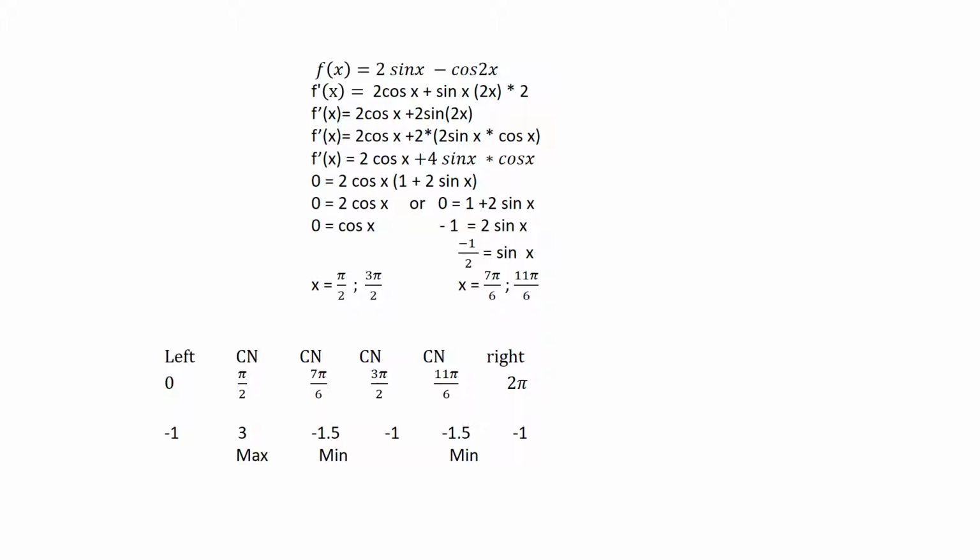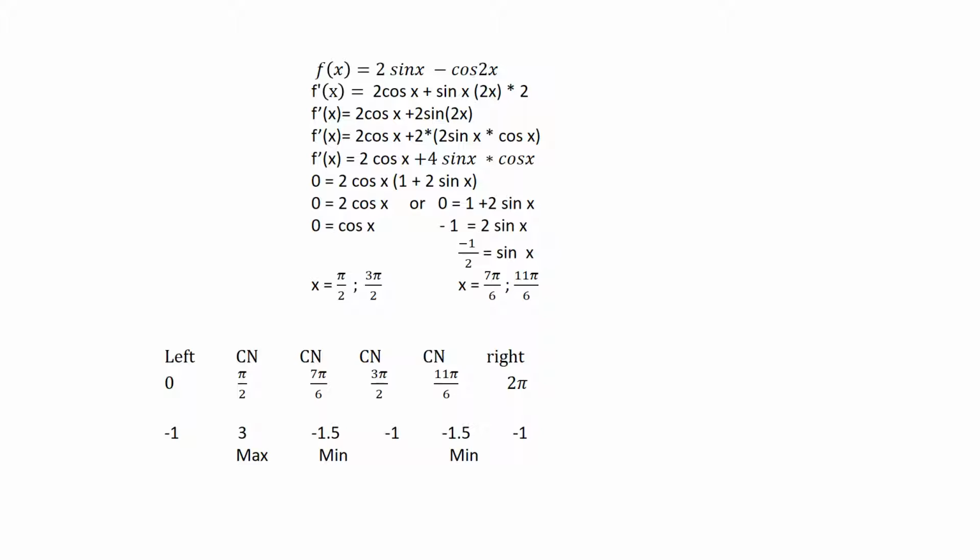Solving the first equation, 0 equals 2 cosine x, we divide by 2, so 0 equals cosine x. Now we look at the unit circle, or recall from memory, where is the cosine of x equal to 0 on the interval 0 to 2 pi. The cosine of x equals 0 occurs twice on the unit circle. It occurs at pi over 2 and it occurs at 3 pi over 2. So there are the two answers for that equation.